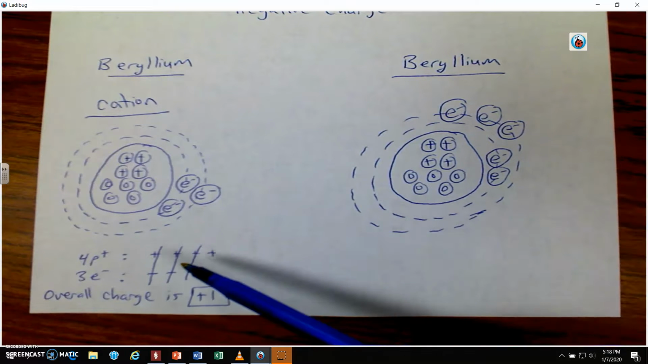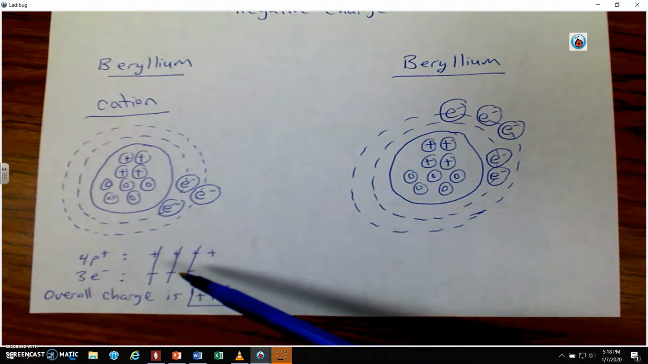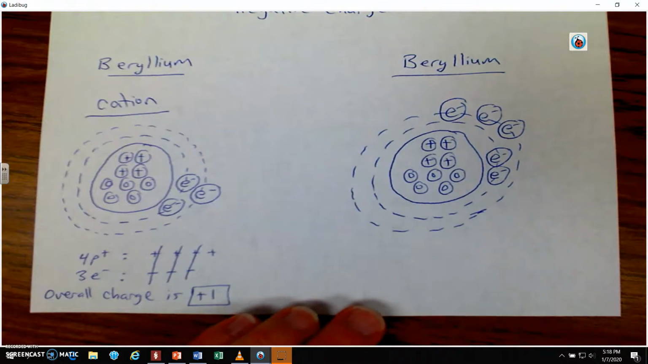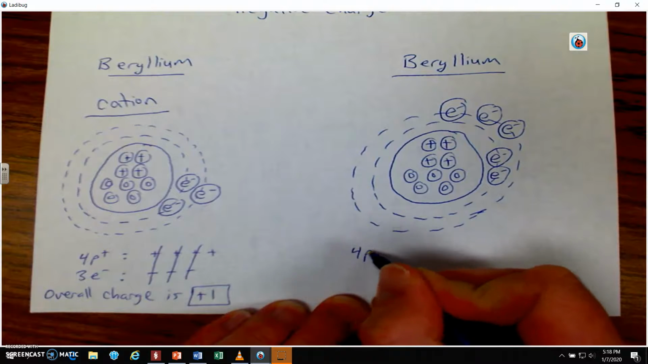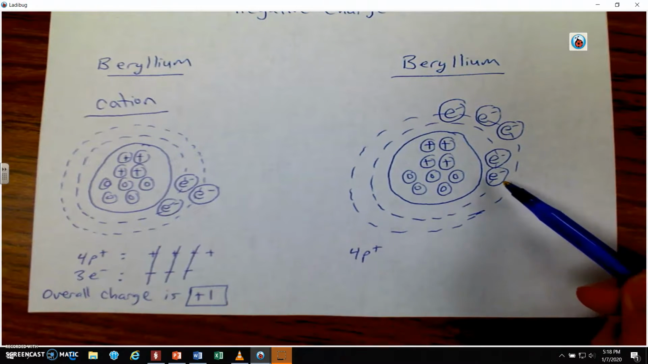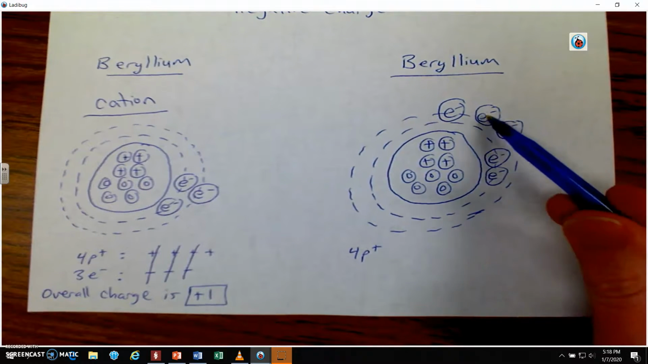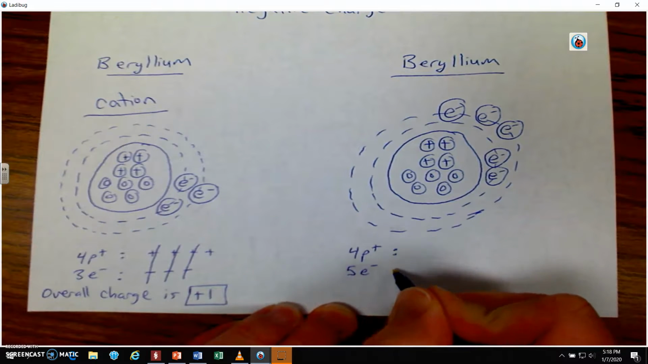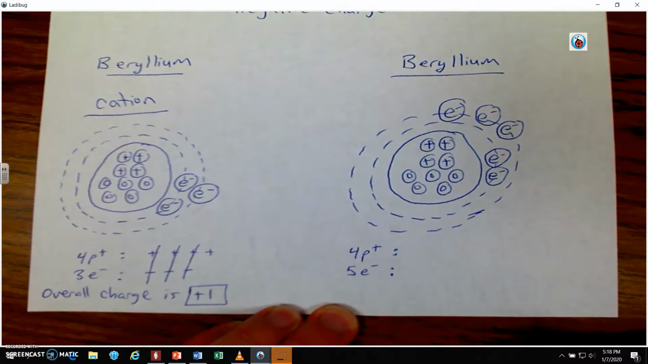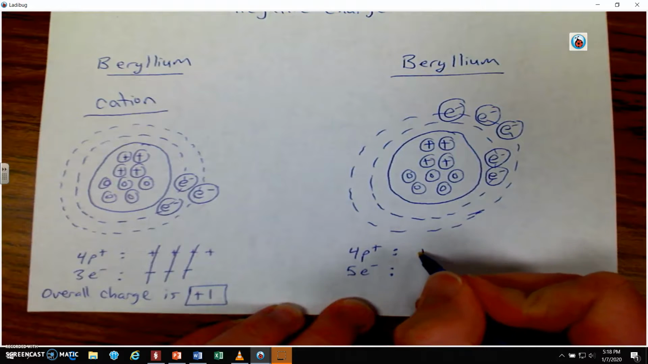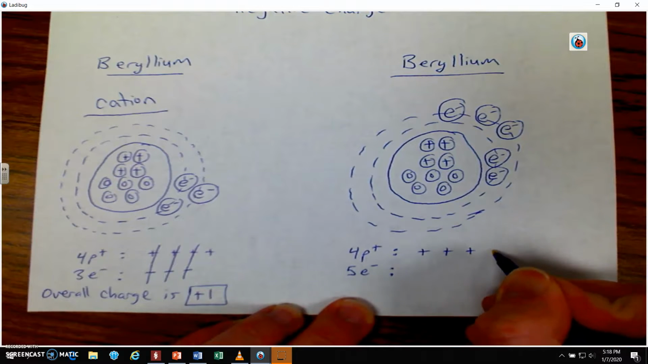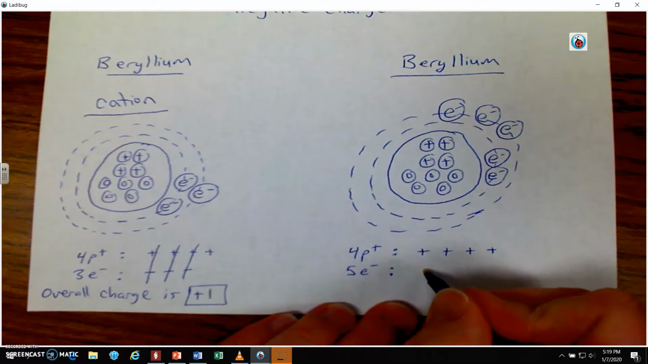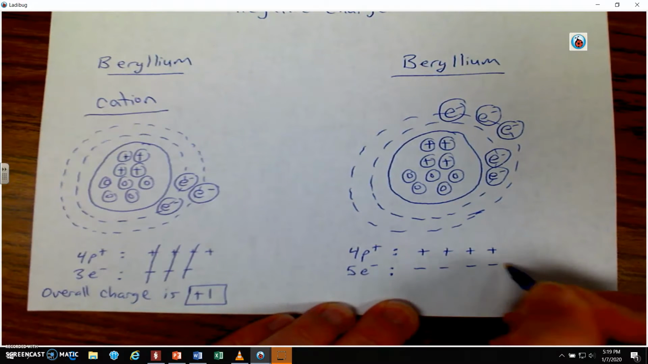Now, just like down here, I'm going to show how many protons and electrons I have. I have 1, 2, 3, 4 protons. And I said that I have 1, 2, 3, 4, 5 electrons. So once again, I'm going to show these as symbols. 4 protons, plus, plus, plus, plus. And then 5 electrons, negative, negative, negative, negative, negative.